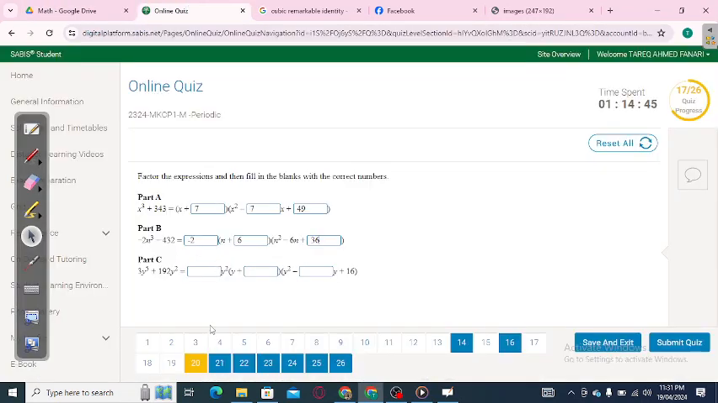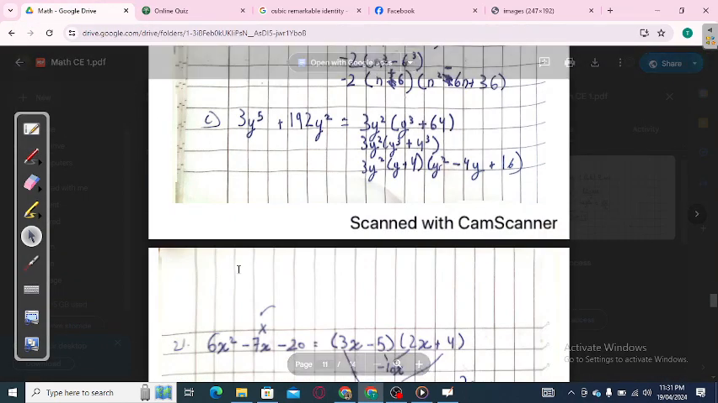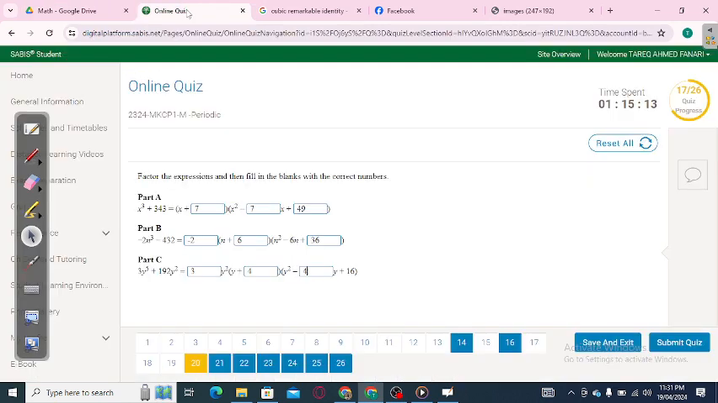Okay. So 3y to the power of 5. Again, same story. Just divide by 3. 192 divided by 3 gives you 64. Okay. So 64 is 4 cubed, so it's 4 and 4. Let me just check. It's 3y. Is it? Yes, it is. Okay.